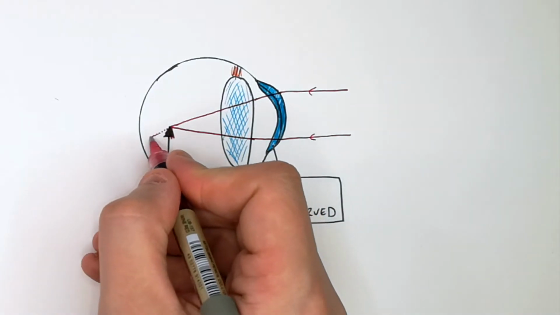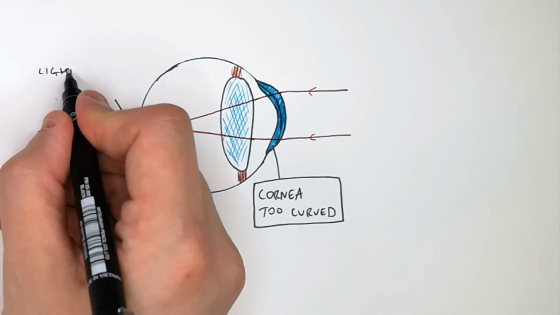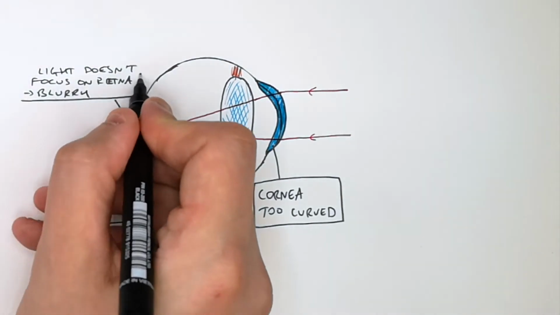So if light doesn't focus onto the retina, the image will be blurred.